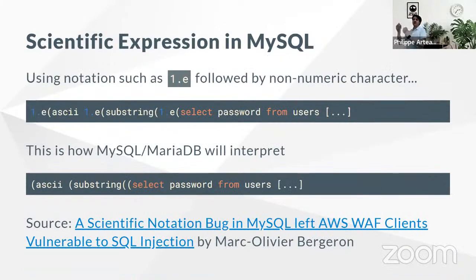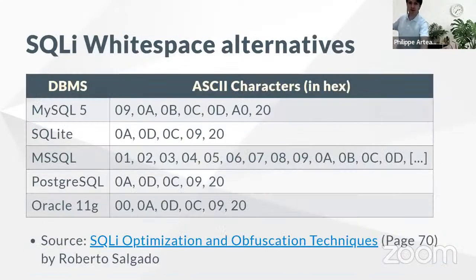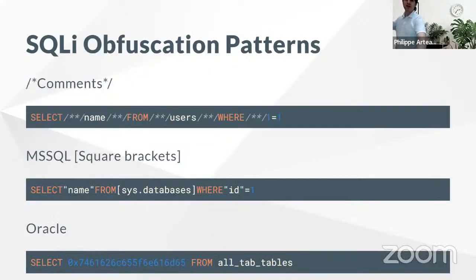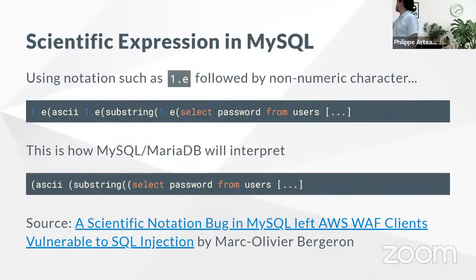And now this part is important because this will be the next exercise. This is something that was found by the same researcher, Roberto Salgado, who documented this behavior that in MySQL you could use 1.e. But one of my colleagues, Marc-Olivier Bergeron, found that this could apply to bypass the AWS WAF. And I looked at it and I said, oh, this must be a way to also bypass libinjection, which is used by ModSecurity and plenty of WAFs.